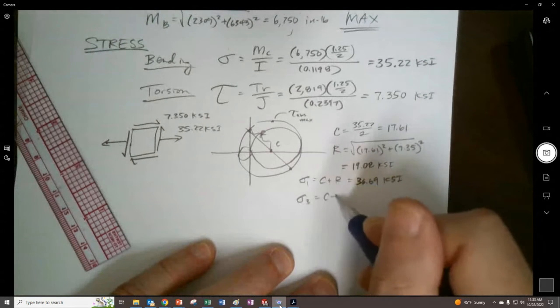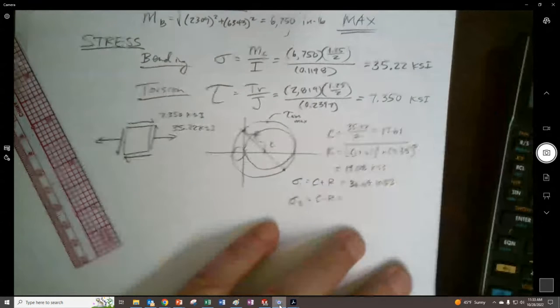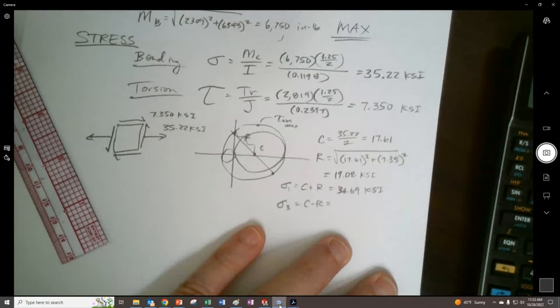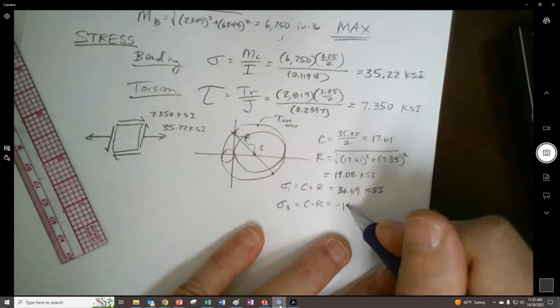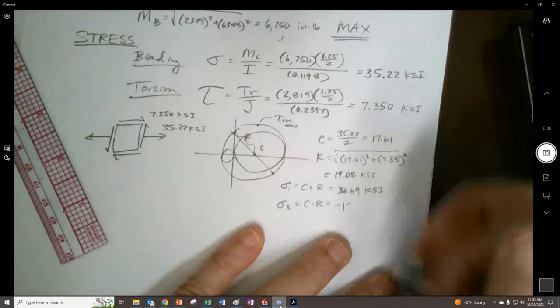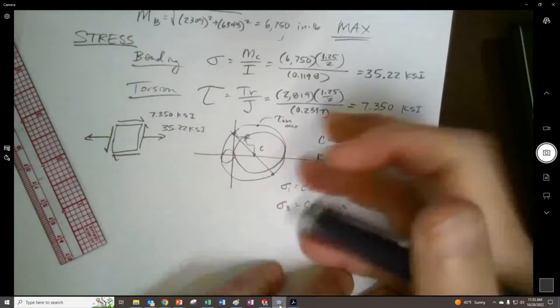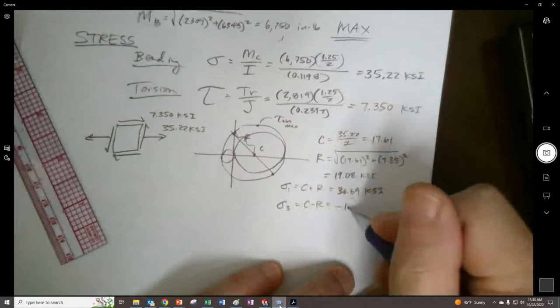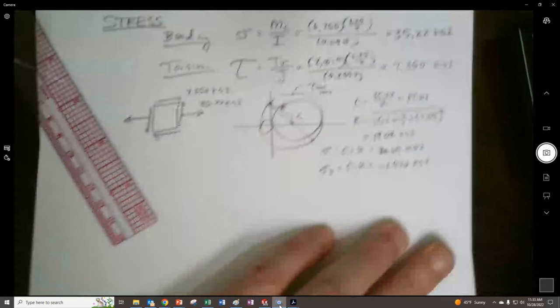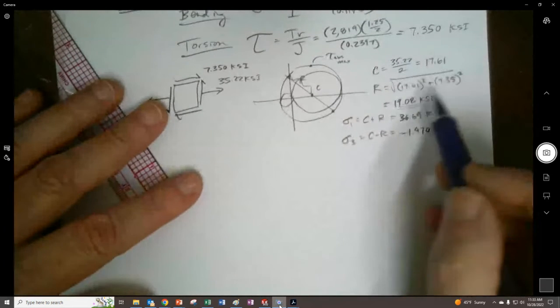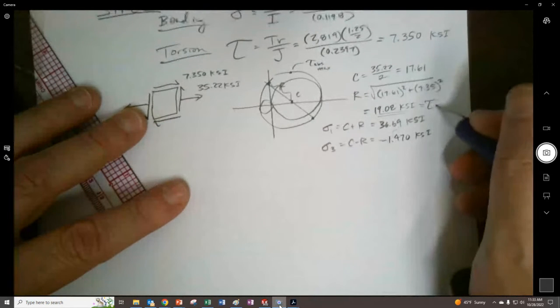Principal stress 3 is C minus R. The center is 17.61, and we subtract out the 19.08. So you're going to have a negative 1. No, I might have done that wrong. No, that's right. Looks right. So a negative 1.47 KSI for that. But this is the one we really care about, because this is also equal to tau abs max based on here.